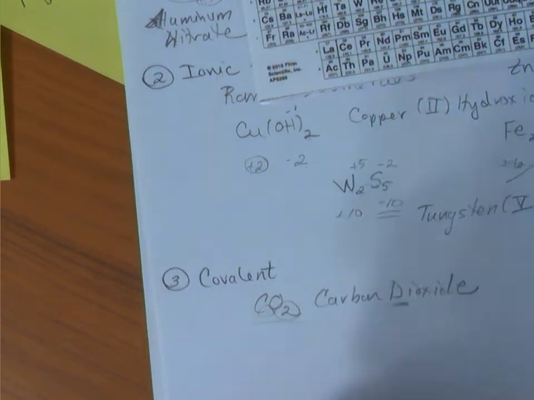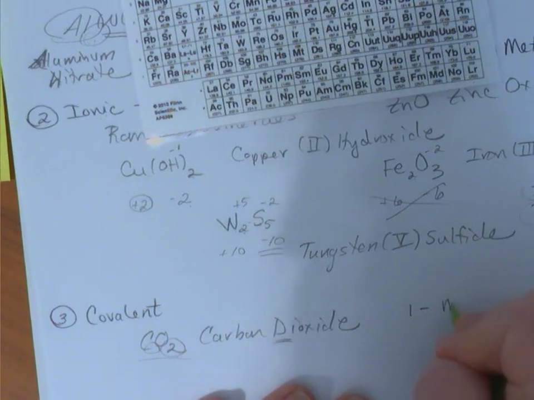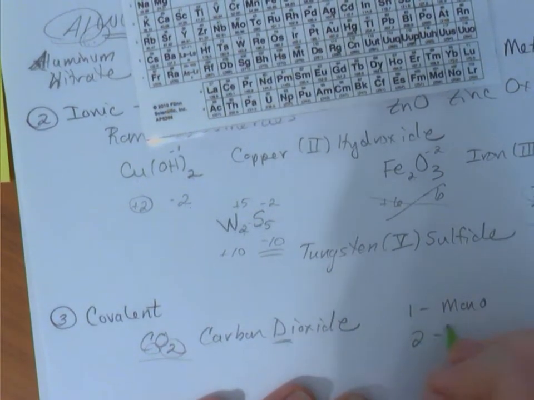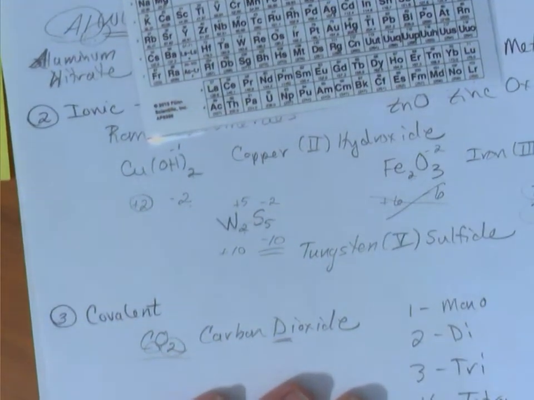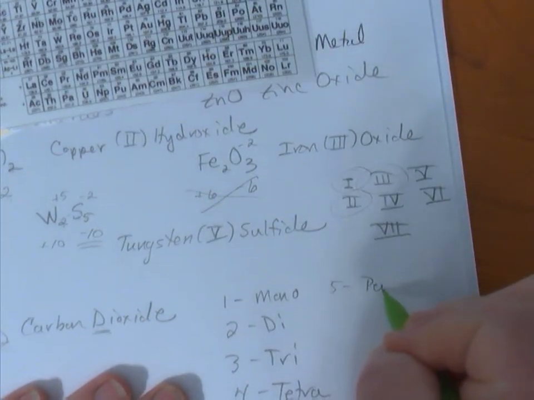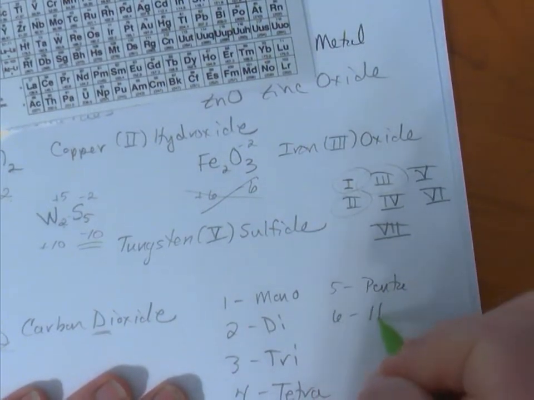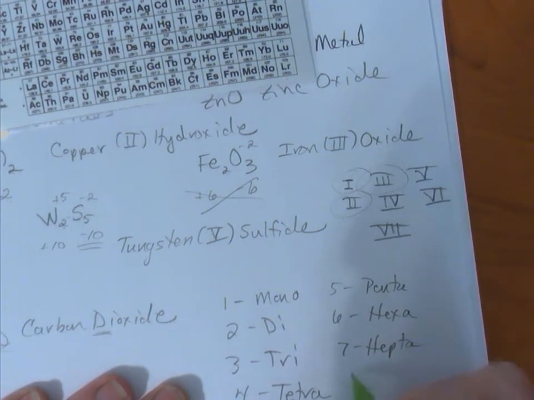All right, so what are our prefixes? 1 is mono, 2 is di, 3 is tri, 4, in chemistry, we often use tetra, 5, penta, 6, hexa, 7, hepta, 8, nona.